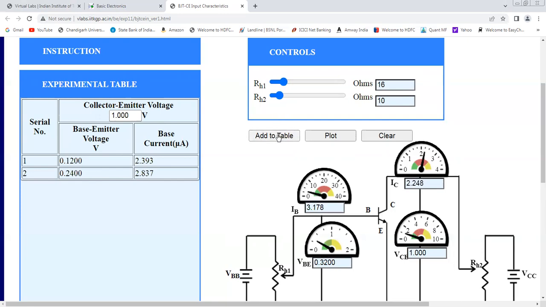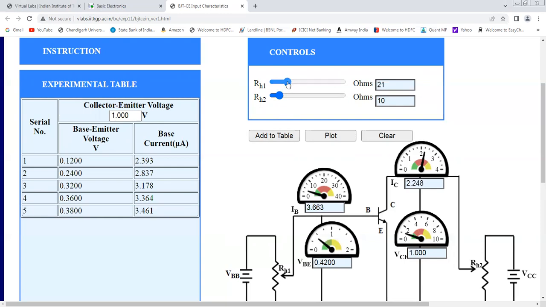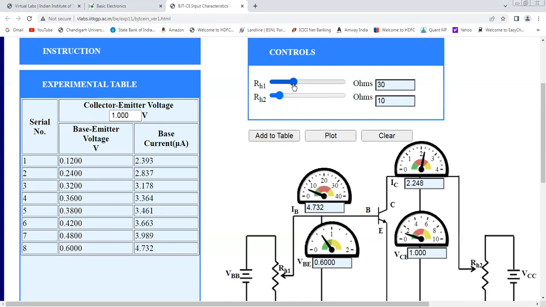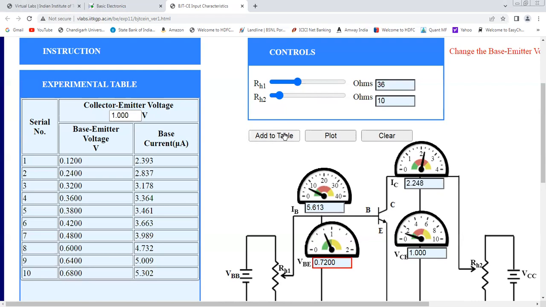So similarly, we will take different readings of base emitter voltage and base current by varying this RH1. Like this, you are plotting, and we are taking these readings for the same value of the collector voltage, that is your 1 volt. Okay, for 1 volt of collector emitter voltage, you are taking these readings. Okay, so 15 to 20 readings are sufficient. You can take these readings by varying RH1, and side by side you are clicking this add to table.